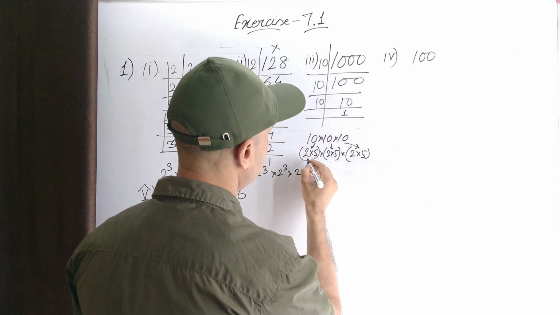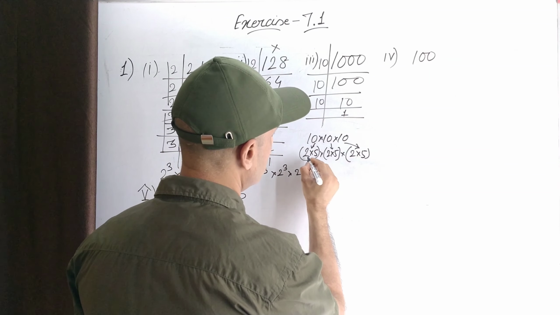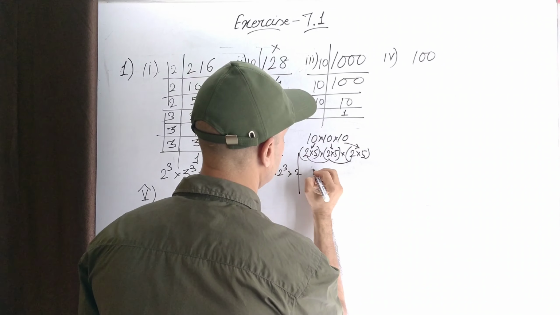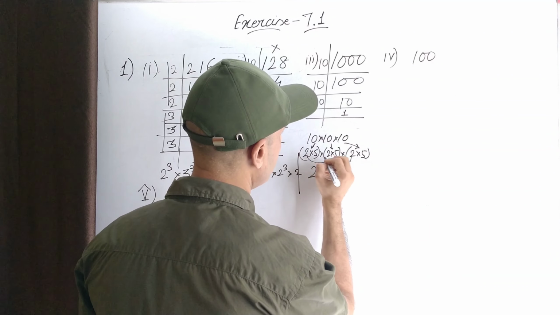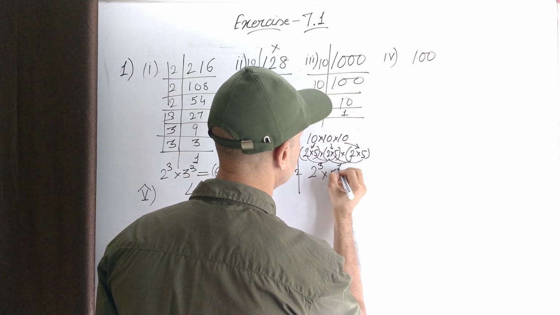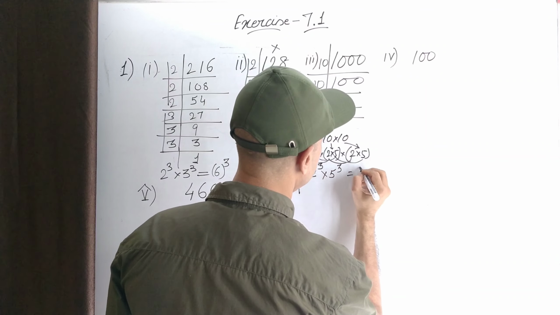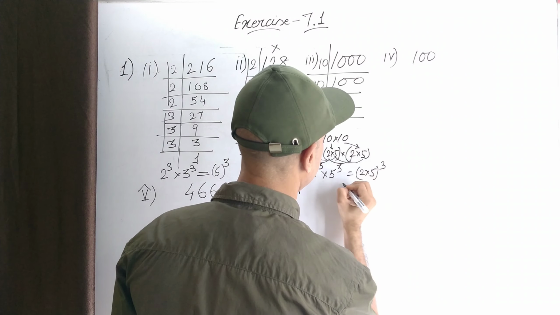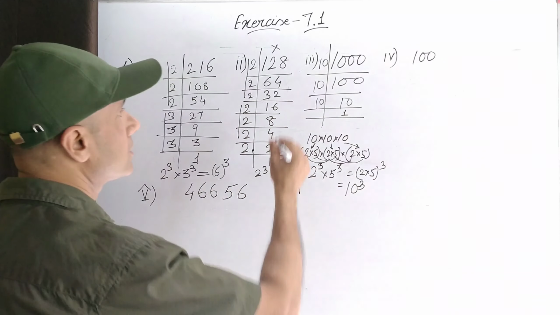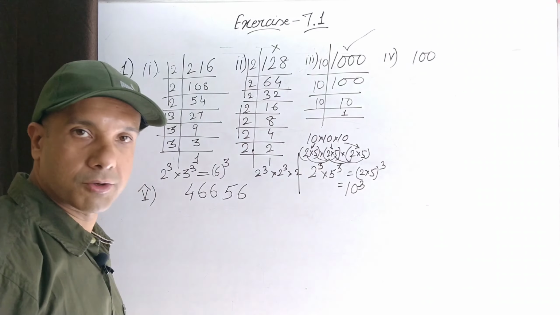And we see here that this 2, this 2, this 2, they are in a triplet. Okay, so this is 2 cube. This 5, this 5, this 5, again in a triplet, so we can write this as 5 cube. So we get 2 into 5 cube, that is 10 cube. So 1000 is again a perfect cube.